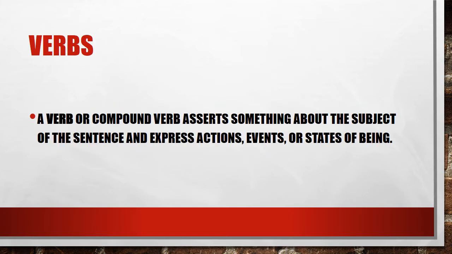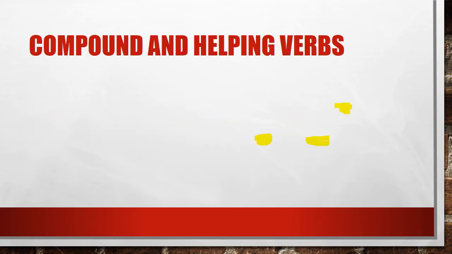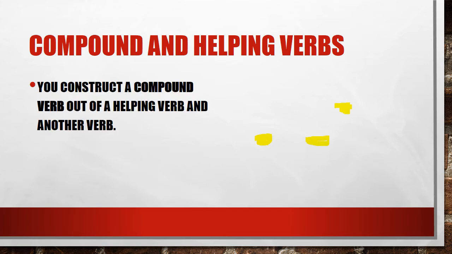Verbs. A verb, or compound verb, asserts something about the subject of the sentence and expresses actions, events, or states of being. Compound and helping verbs. Let's break it down. You construct a compound verb out of a helping verb and another verb. And there are 23 of these helping verbs.